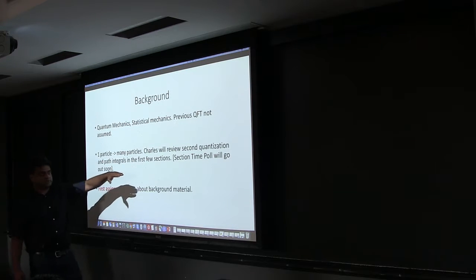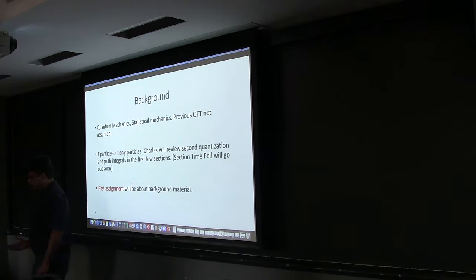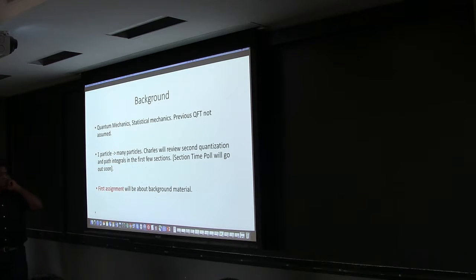For example, second quantization. It would be very helpful if you knew second quantization, but if you don't, Charles is going to review this in the next few weeks. And similarly for path integrals, which will be in one of these sections. Hopefully those of you who don't know that, with a little extra work, can come up to speed. And if you are really uncomfortable at the end of 3 or 4 classes, it may be that you need some time to actually learn that stuff before taking the course.